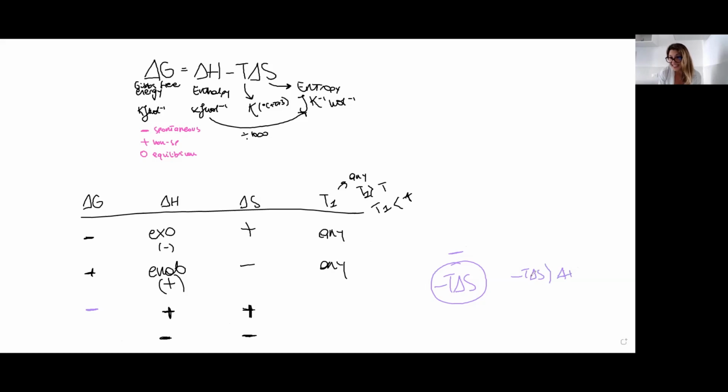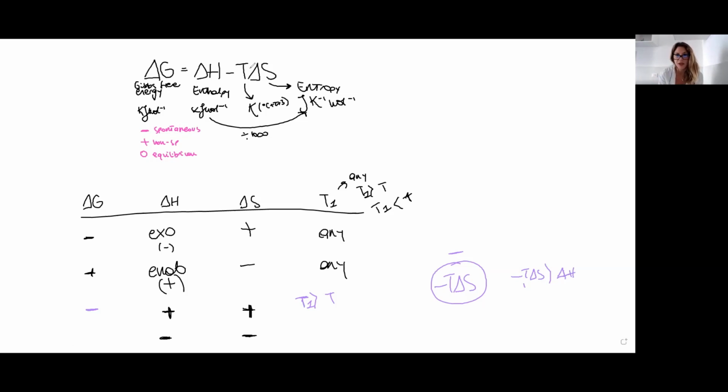So the temperature has to be higher than a certain temperature to make this negative. And this is because this term minus T delta S would be larger than the delta H. That's important. So this means that at higher temperatures, this reaction could still be spontaneous.